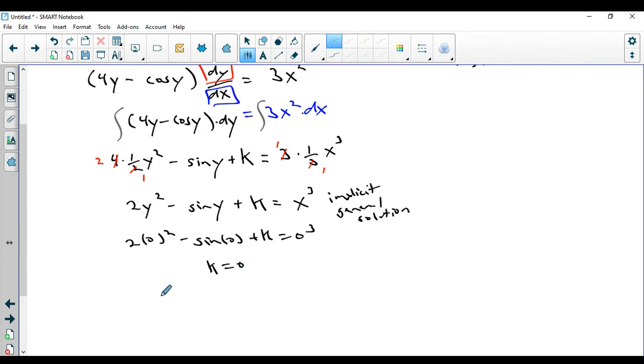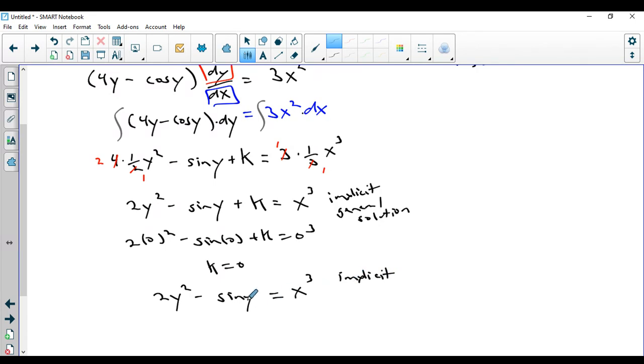So now if I go back, I'm going to go 2y squared minus sine y plus 0, which I'm not going to write, equals x cubed. And this has a name too, right? So it's still implicit. All right, I'll give you 30 seconds, which means you have to hit pause to tell me why this is implicit. Go. All right, welcome back.